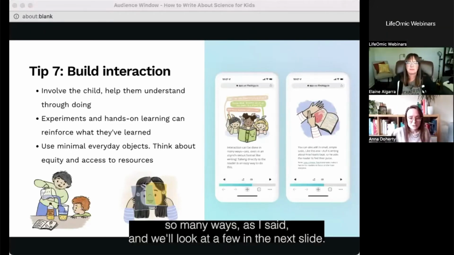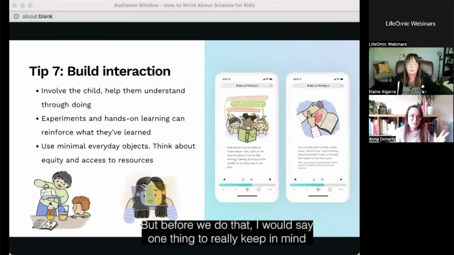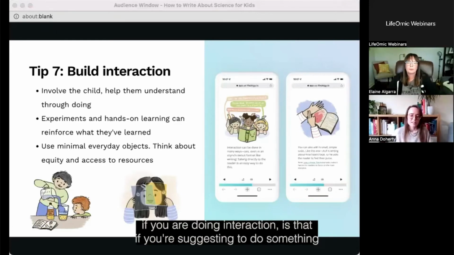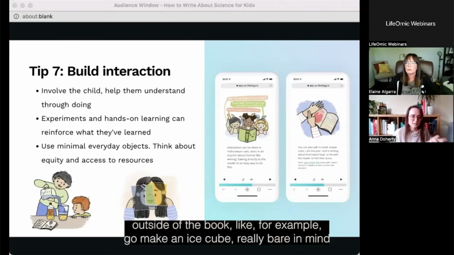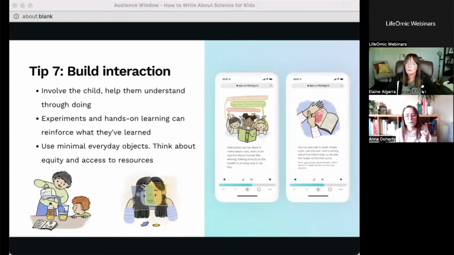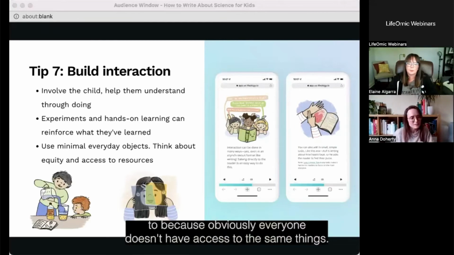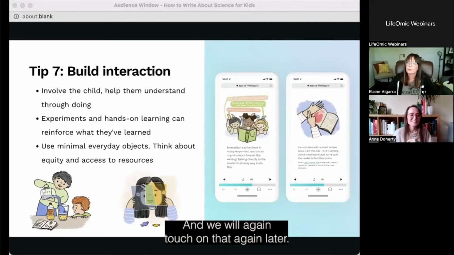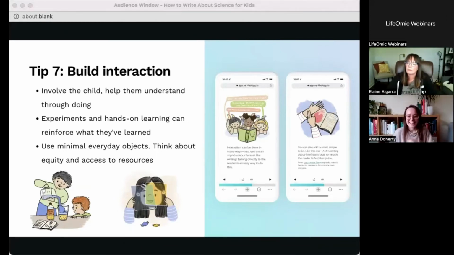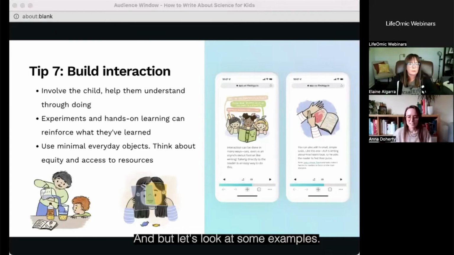But it can be done in so many ways, as I said. And we'll look at a few in the next slide. But before we do that, I would say one thing to really keep in mind if you are doing interaction is that if you're suggesting to do something outside of the book, like, for example, go make an ice cube, really bear in mind what your reader will have access to, because obviously everyone doesn't have access to the same things. And we will touch on that again later. But let's look at some examples.